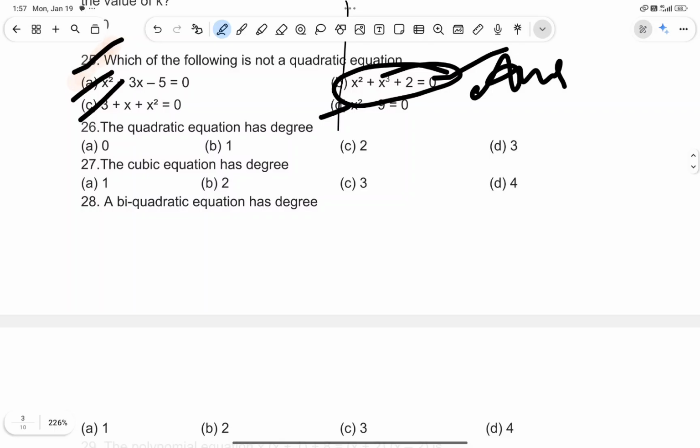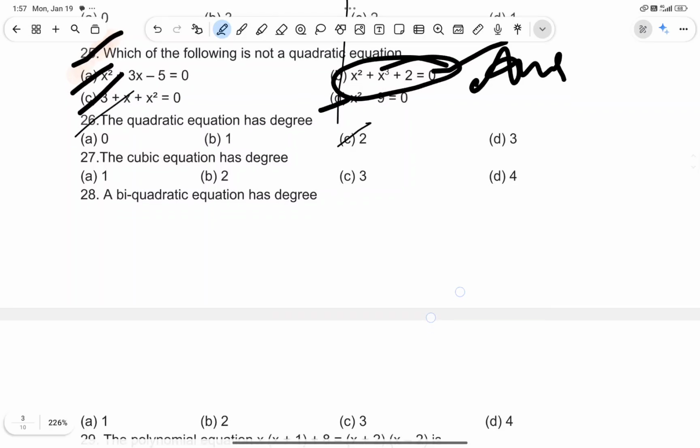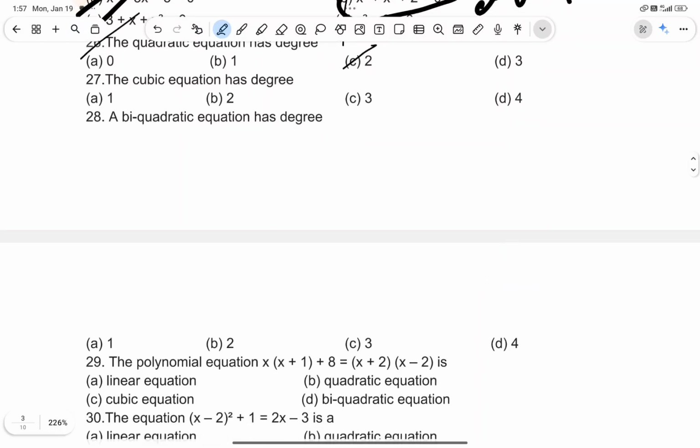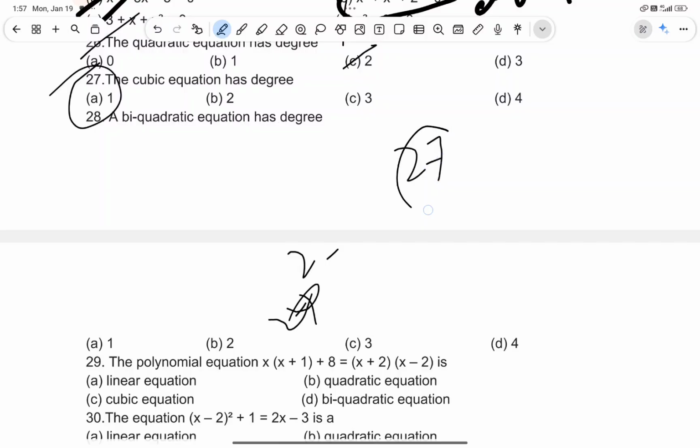See, in this manner, take the 26th question: a quadratic equation has degree 2. Clear? You solve in a similar manner. If you have any doubt regarding this question, for example, you ask, sir, what is a cubic equation's degree, and you don't know the answer, then just write the 27th question number in the comment box. I will explain that question in detail.